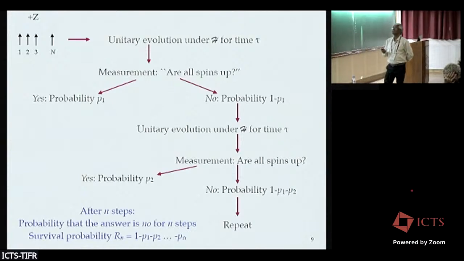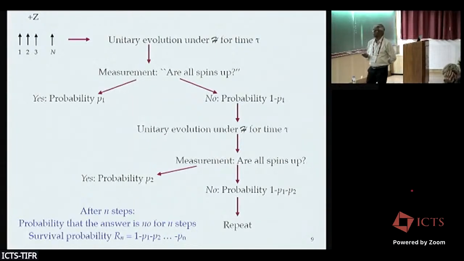We started with this system of N Ising spins, all oriented in the plus z direction, then unitary evolution under the transverse Ising Hamiltonian for time tau, and then a measurement: are all spins up? Suppose the probability with which it is yes is P1, and then the probability with which it will be no is 1 minus P1. Again, we make a unitary evolution for time tau, followed by a measurement. In the second case, if I get yes with probability P2, then the net probability of getting no till now is 1 minus P1 minus P2, so that the sum of everything is 1. And so this thing is repeated.